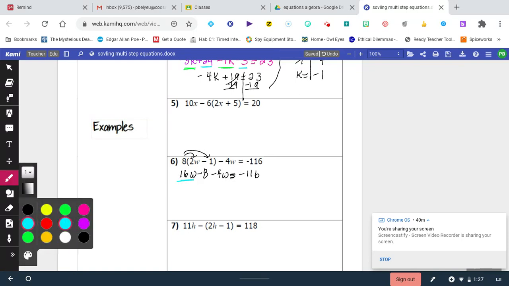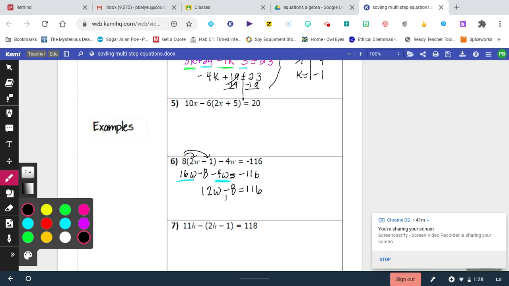All right, so you're going to have 16W and minus 4W. And I'll tell you what, you can pause the video right here if you want to, and see if you're getting it, and then unpause it to see if you actually got the right answer. All right, 16W minus 4W is going to give us 12W minus 8 equals 116.